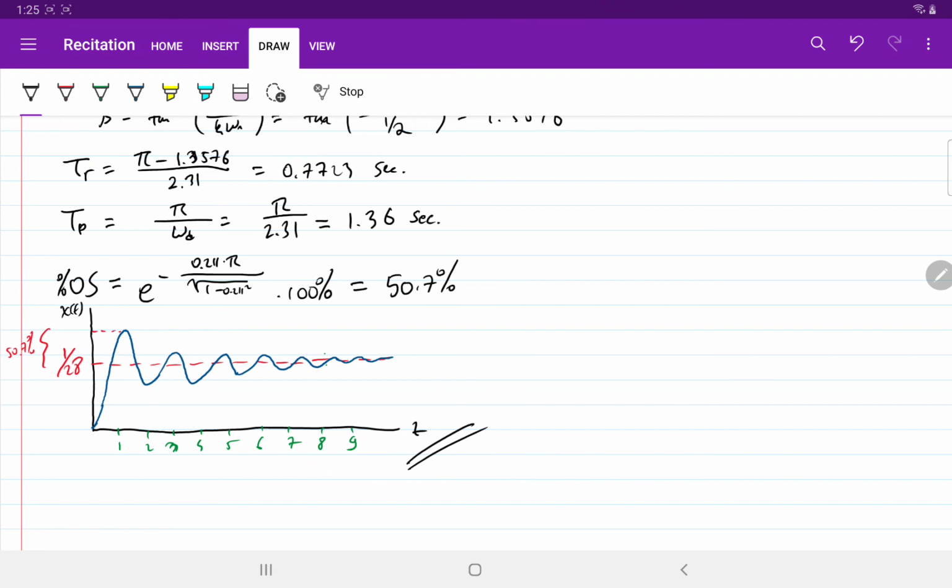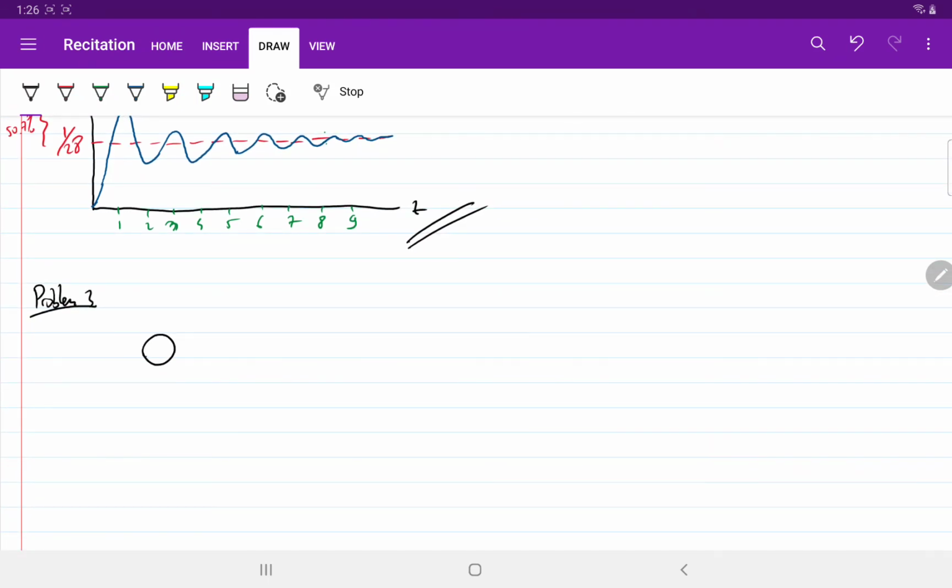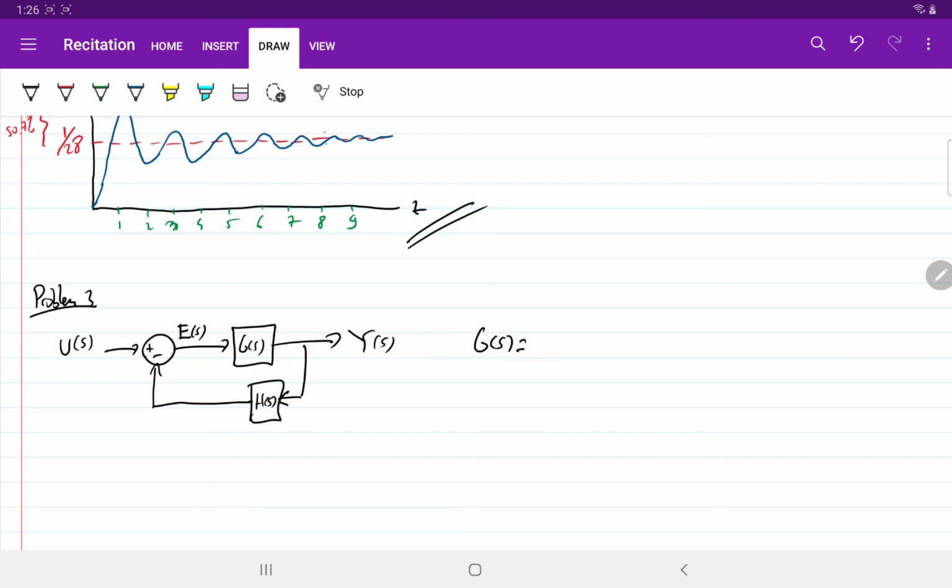Last problem. Okay, problem number 3. We have the following system. It is a feedback system. We have this block H of S, G of S, output Y of S, U of S as the input. This is negative feedback, plus minus, and don't forget the error, which is over here. It is given that G of S is minus K over S plus 10, H of S is 1.